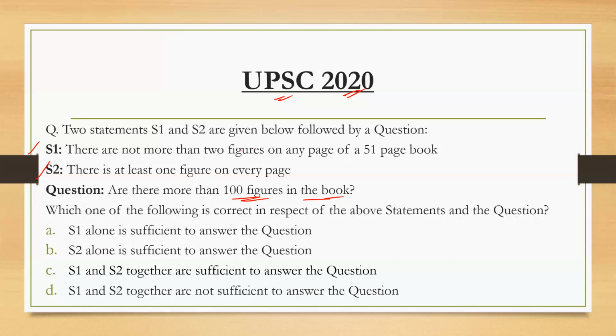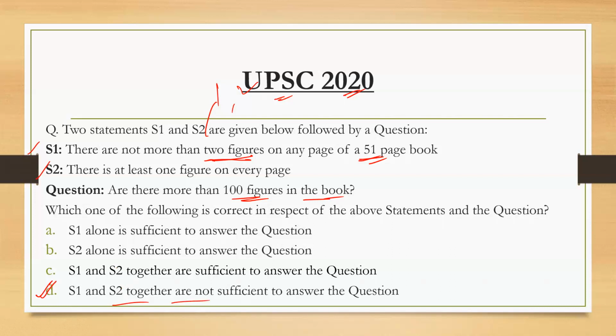Okay, the same concept here. When we talk about the number of figures in a 51-page book, with not more than two figures per page, again it could be one figure, two figures. We do not know the exact number. So when you combine also, you will not be able to get the answer here. So the answer here is actually D. So everyone got the answer, so not explaining the same.